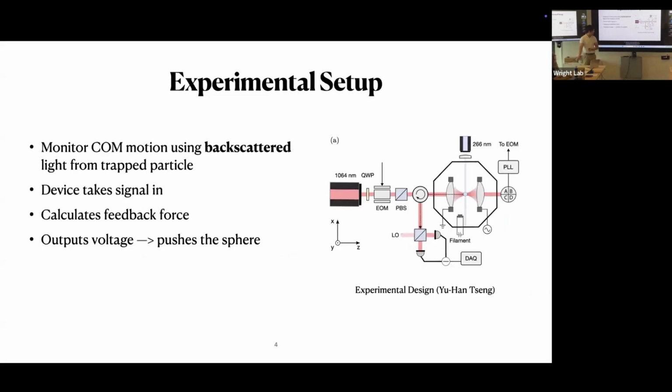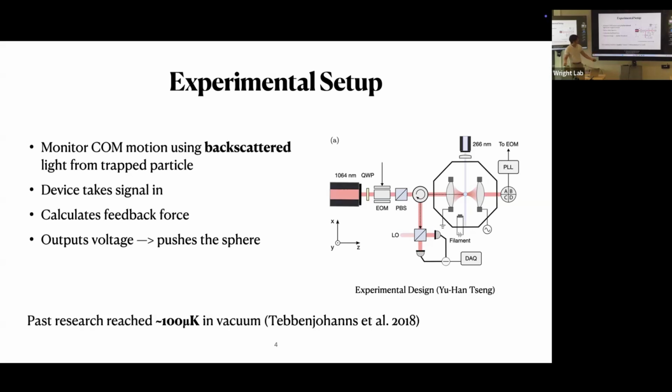To show the experimental design, we have a laser pointing at the levitating nanosphere, and the light that hits the nanosphere and gets backscattered comes back out the other way. We take that signal and transform it so that it creates a feedback force. If the particle is moving one way, we want to apply a force in the opposite direction to slow it down toward its ground state. The device we're working with outputs a voltage that pushes the sphere.